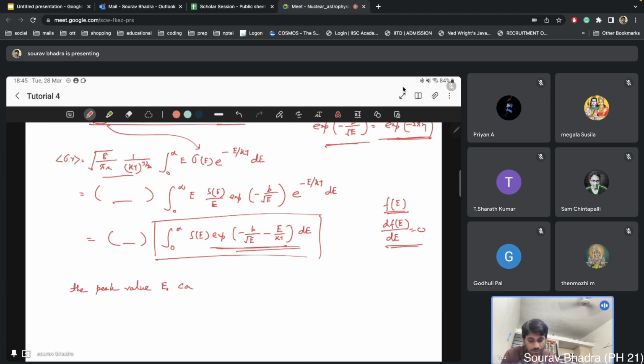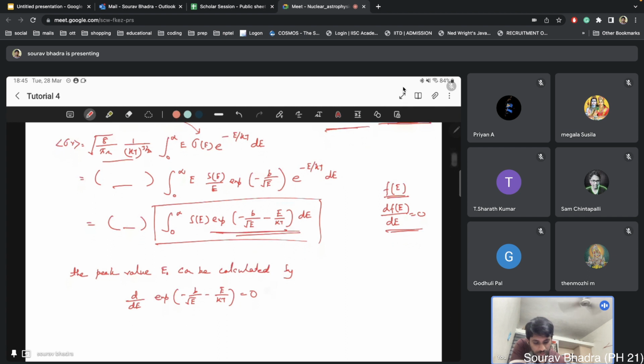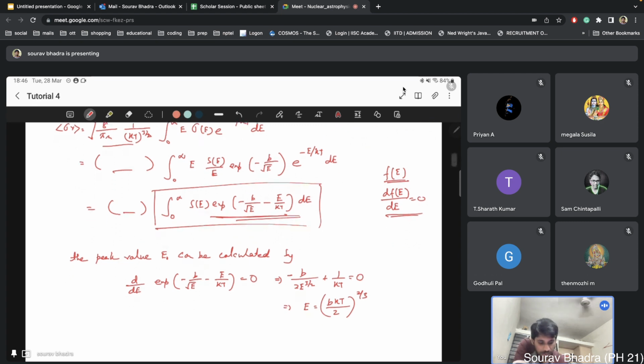The peak value E0 can be calculated by d/dE of exponential minus B by root E minus E by kT equals 0. So from there, it will give you B by 2 E to the power 3 by 2 plus 1 by kT equals 0. There will be a minus sign here, right? Yes. So this will give you E equals (B kT by 2) to the power 2 by 3. Okay, so that will be the value of E.